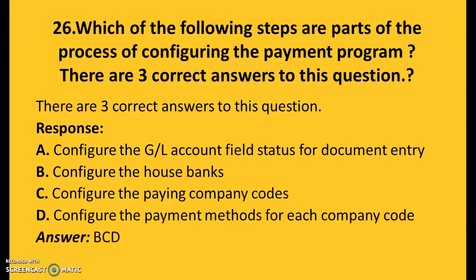Let's see the answers. Now, the right answer is B, C, and D. So which of the following steps are part of the process of configuration of the payment program? Configuring the house banks, configuring the paying company codes, and configuring the payment methods for each company code. So these are the three things that we have as a part of the payment program.